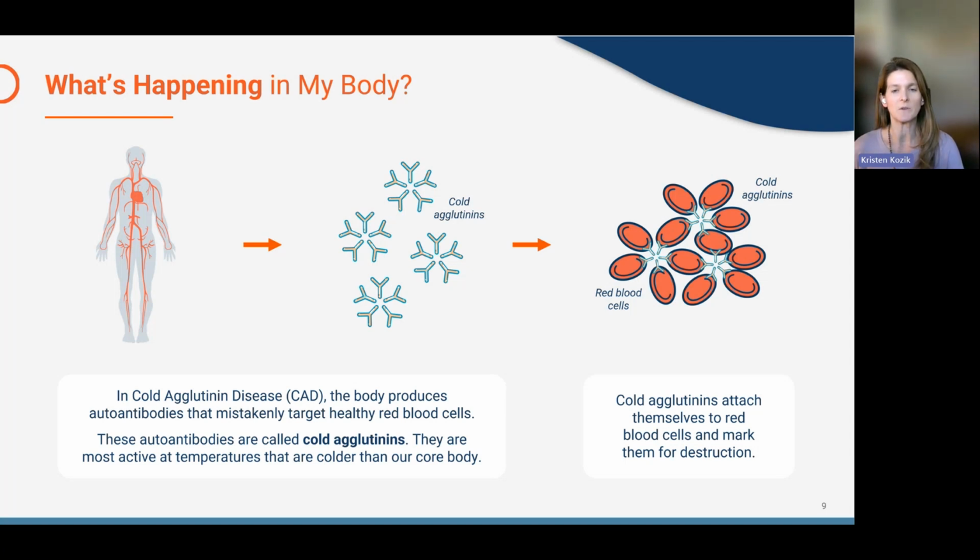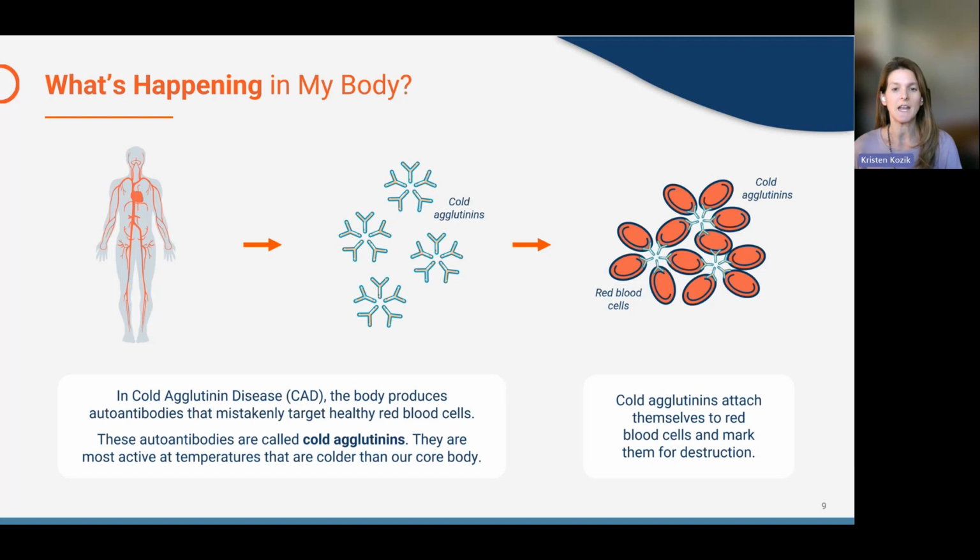When you're living with cold agglutinin disease, certain immune cells in your body create autoantibodies, and those are called cold agglutinins. An autoantibody is an antibody you produce that mistakenly targets something that belongs in your body and marks it for destruction. In CAD, these autoantibodies, or again, cold agglutinins, are most active at temperatures that are colder than our core body temperature. This explains why cold environments can trigger some symptoms of CAD.